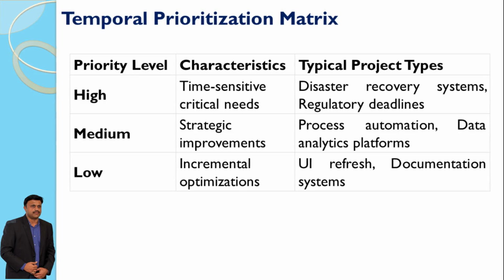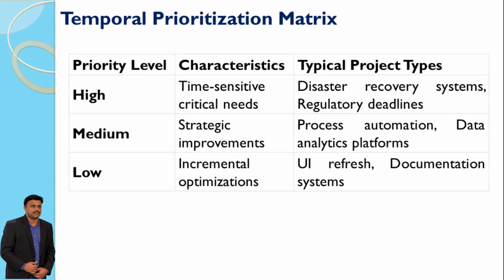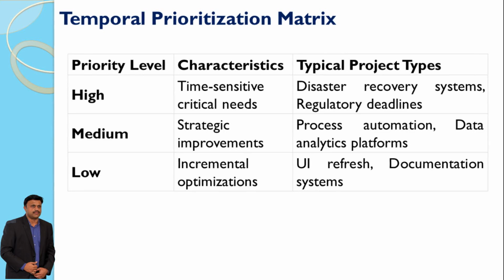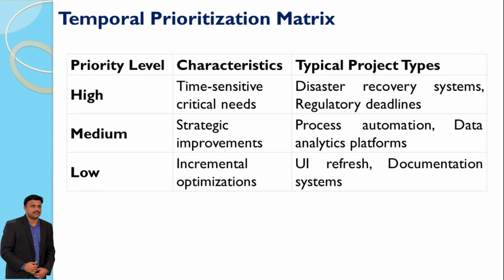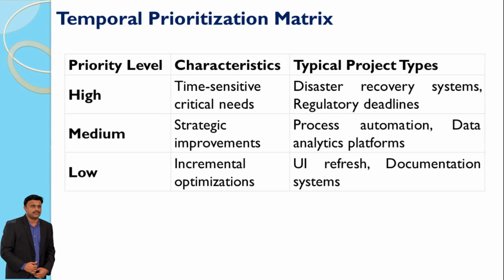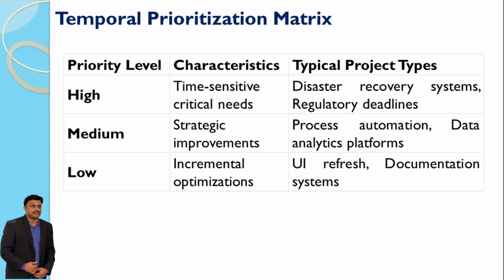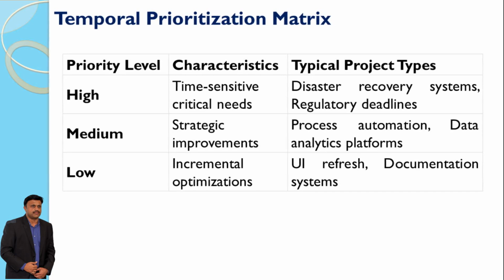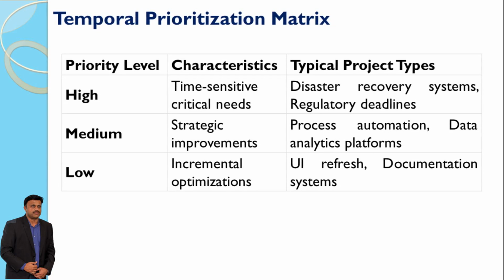The temporal prioritization matrix helps guide project urgency by categorizing projects into high, medium, and low priority levels. High priority projects are time sensitive, medium priority projects focus on strategic improvements, and low priority projects involve incremental optimizations.